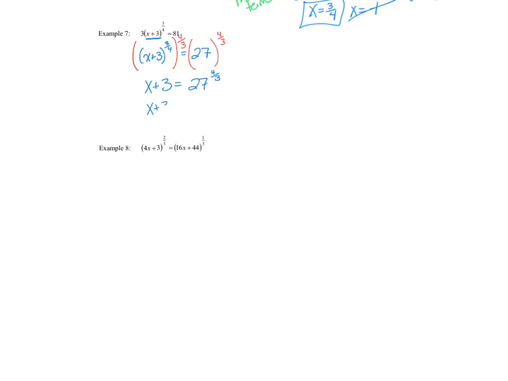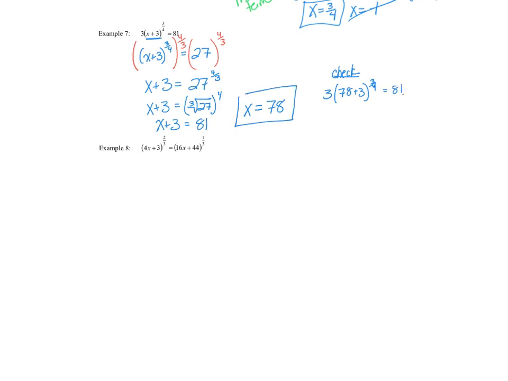So when you simplify this, this is saying to take the cubic root of 27 and then raise it to the 4th power. So we get x plus 3 is equal to, the cubic root of 27 is 3. 3 to the 4th is 81. So when you isolate x, you're going to get 78. As always, make sure you check. So to check, plug in 78 to the original and make sure it works. And in this case, it does.